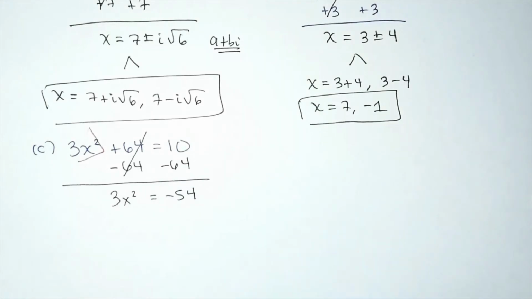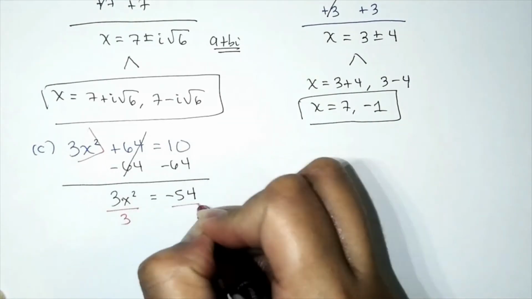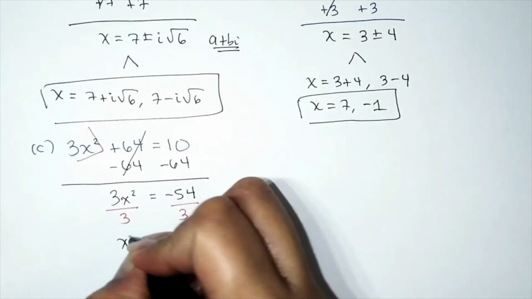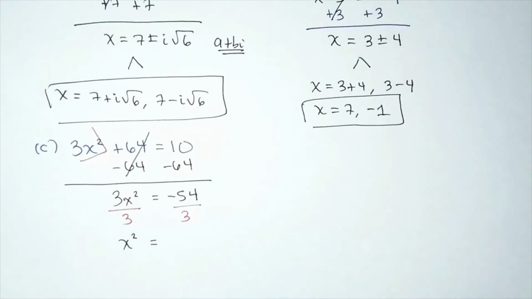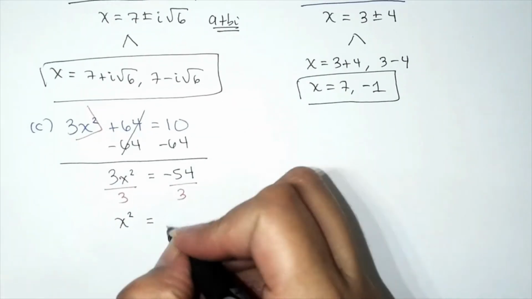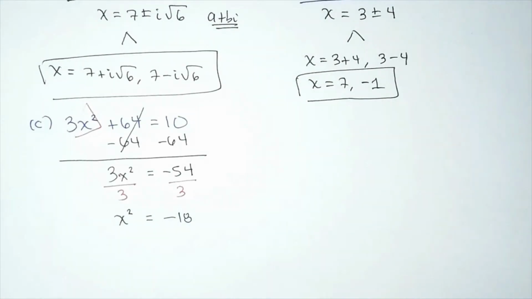Now, to get rid of the times 3, let's divide both sides by 3. And who has a calculator? After we divide both sides by 3, that will give us x squared equals, punch it in for me, I think it's negative 18. Fantastic. So our first goal is complete.